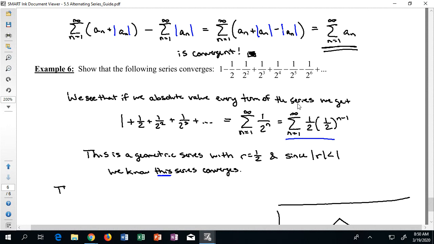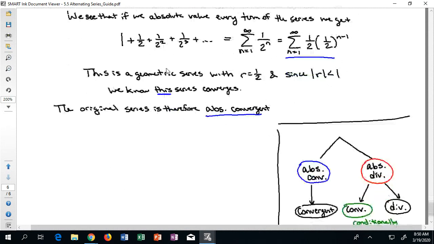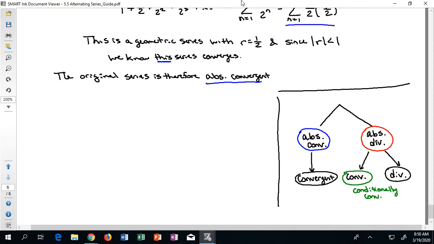So then I'll be able to conclude this. The original series is therefore absolutely convergent. It gets the blue title. But based on our diagram down here and the theorem up above, I know it is convergent all by itself. So that would conclude the argument.